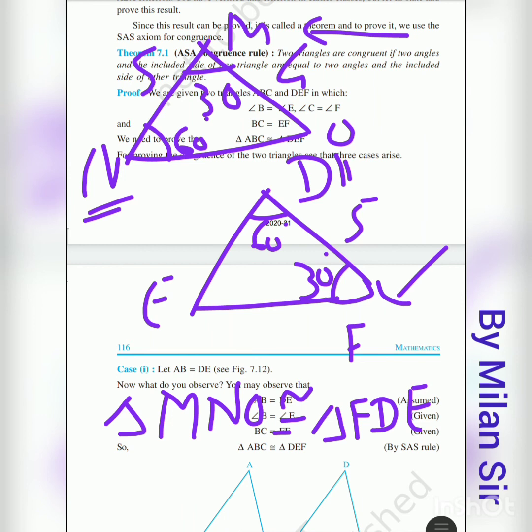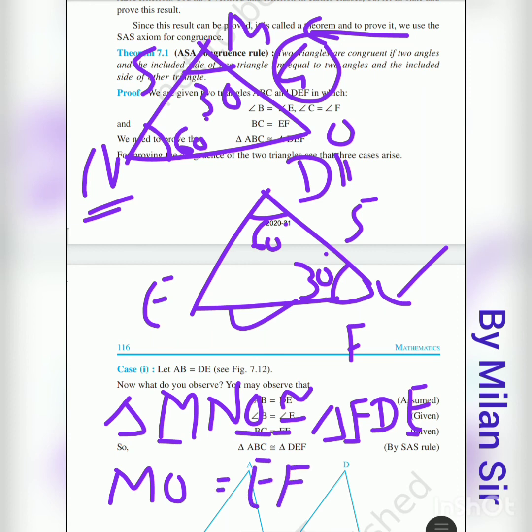Now here one side MO is given to you, right? And if we want to find EF, here MO. Now just think about MO at the first and third position. Here EF is even at the first and third position, right? So these two sides are the same. That means both have a measurement of 4, because MO is given as 4. So directly you can say that EF is equal to 4, and here the reason is by CPCT.